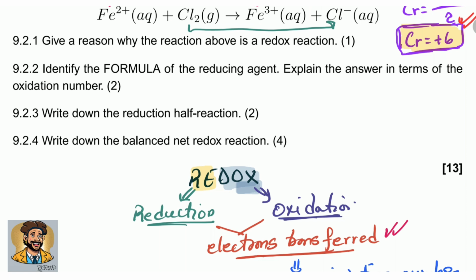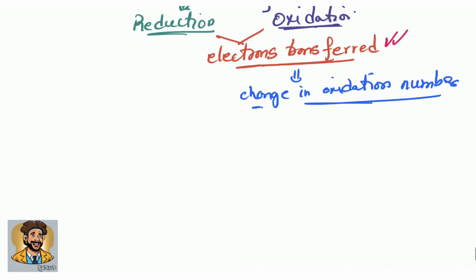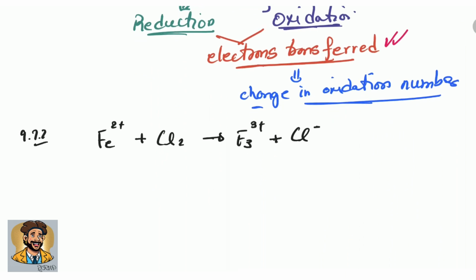Identify the formula of the reducing agent and explain the answer in terms of oxidation number. So what is a reducing agent? Well, a reducing agent is that substance that causes another to be reduced, but itself undergoes oxidation. Okay, so that is important to notice here. So we're looking for the substance that is going to be oxidized during this chemical reaction. So let's rewrite the equation here and let's see what happened to each of them.